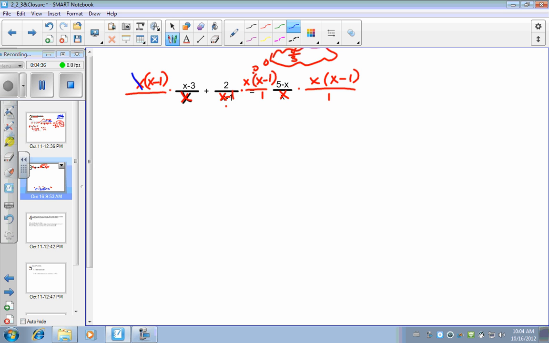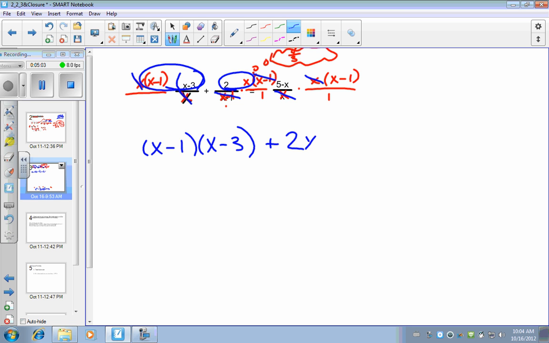So now the x over x is 1, the x minus 1 over x minus 1 is 1, and the x over x is 1. So now what I have left right here is x minus 1 times x minus 3. Remember that this is an implied grouping because they're together. Plus, over here, what I have left is just 2 times x equals, and what I have over here is 5 minus x times x minus 1. And I got rid of all the denominators. So it's still complicated, but not as complicated.